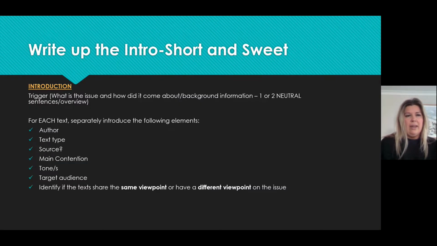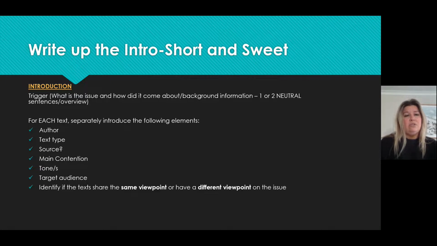So once I've got my head around all of the bits and bobs of my article that I've been given, how do I write it up? What are the key features of each section of my response? So you will need to include an introduction. And in your introduction, you should start with the trigger. What is the issue? How did it come about? Refer to the background information and essentially have 1 to 2 neutral sentences or an overview of the topic.